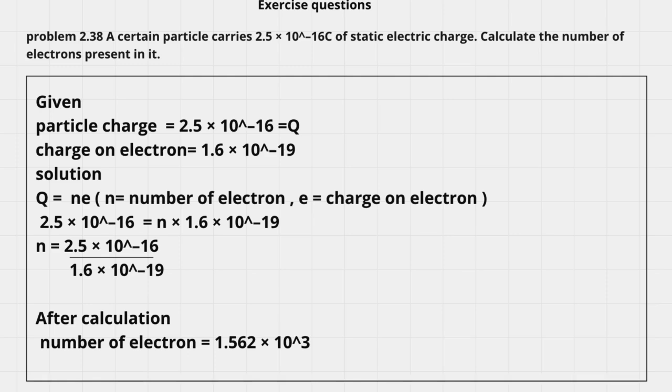Given. Charge of particle equals 2.5 into 10 raised to the power minus 16. Charge on electron equals 1.6 into 10 raised to the power minus 19.